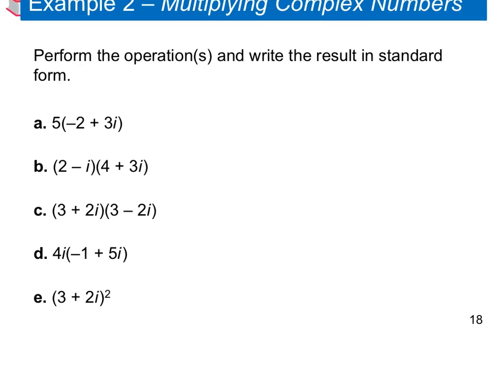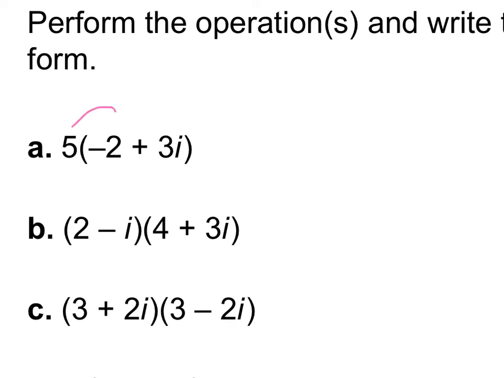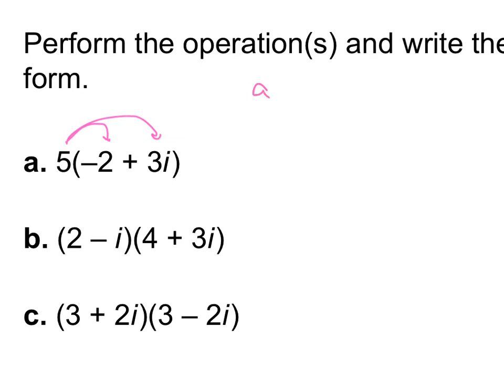All right, so here we're multiplying. So for A, we need to distribute our 5 to both these terms. So we have negative 10 plus 15i. Can we simplify this? You can divide by 5.